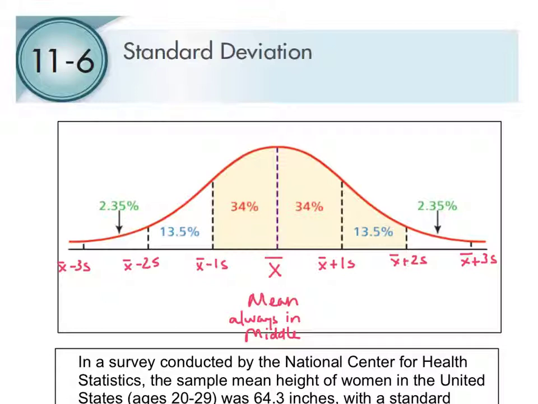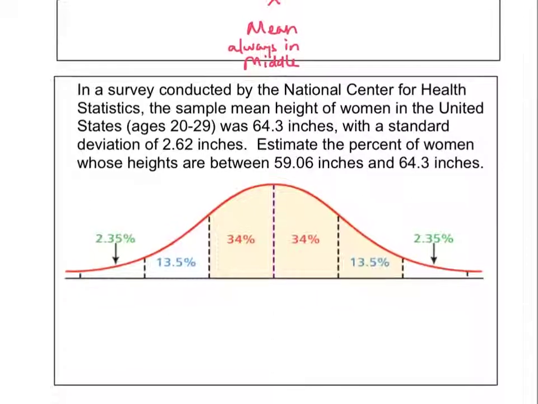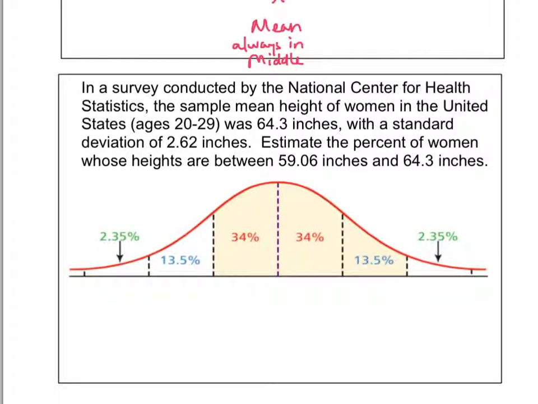Okay. All right, let's take a look now at the examples down here. It says, in a survey conducted by the National Center for Health Statistics, the sample mean height of women in the United States ages 20 to 29 was 64.3 inches, with a standard deviation of 2.62 inches. Estimate the percent of women whose heights are between 59.06 and 64.3 inches tall.